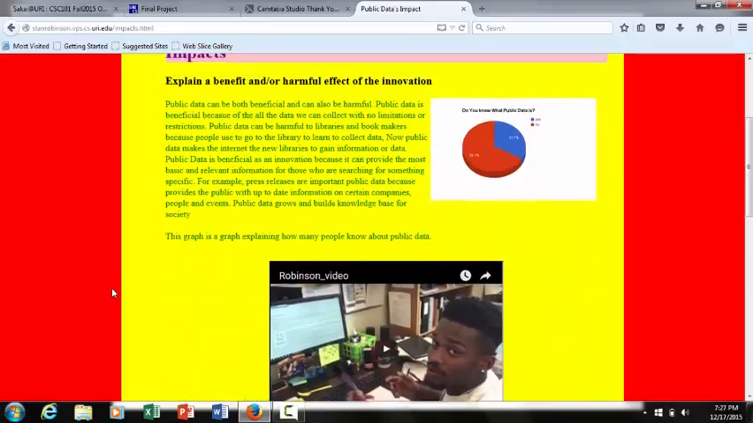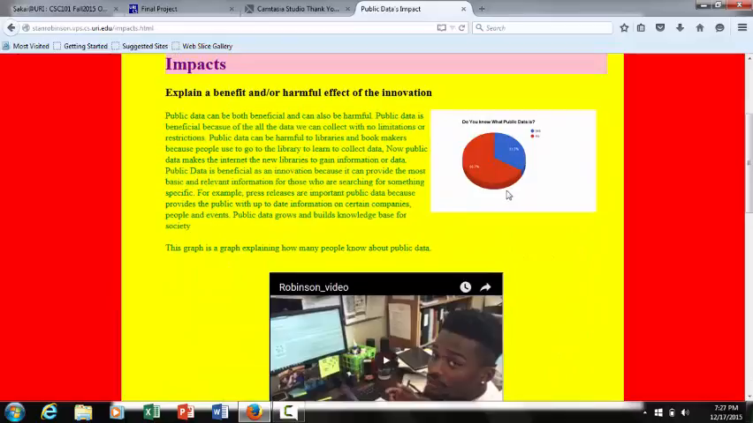If we go back to the top of the page where we see this graph, or the chart right here, it was a survey about how many people knew about public data, or had some idea of what public data is. Out of the people that we let take the survey, 66.7% said they did not have any idea what public data was.